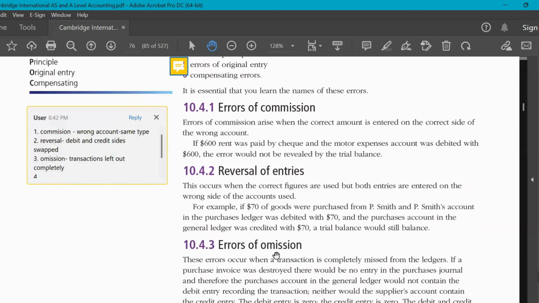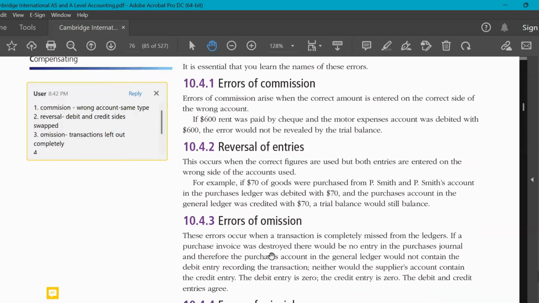Okay, the third is the errors of omission. Number two is reversal because it's reversed. The word itself, it's swapped. It changed the position. Again, errors of commission: wrong account, but the same type.